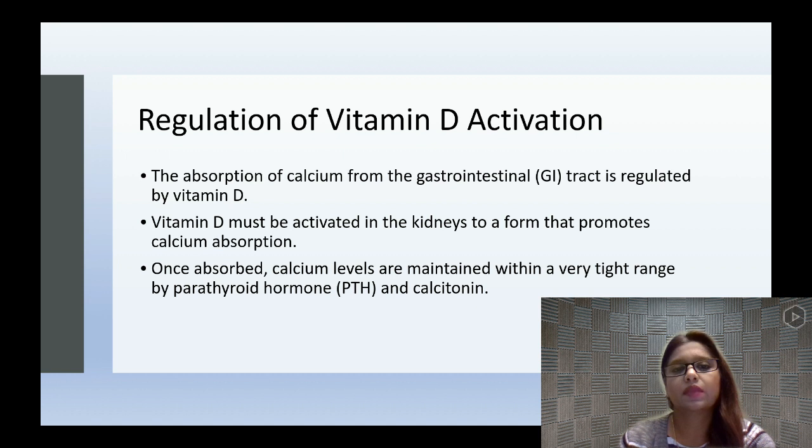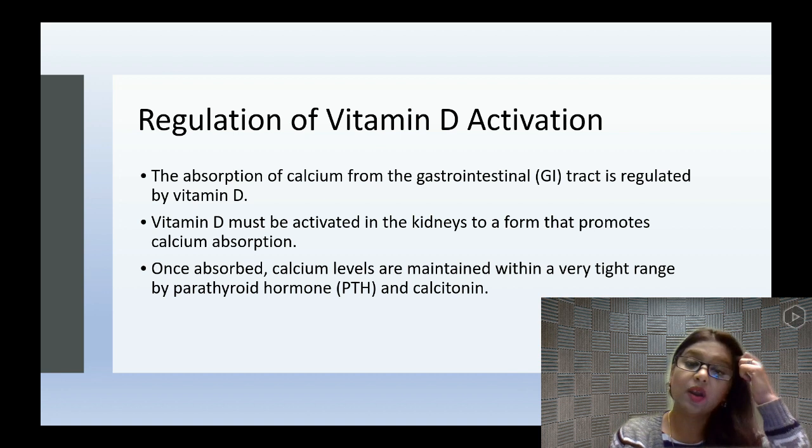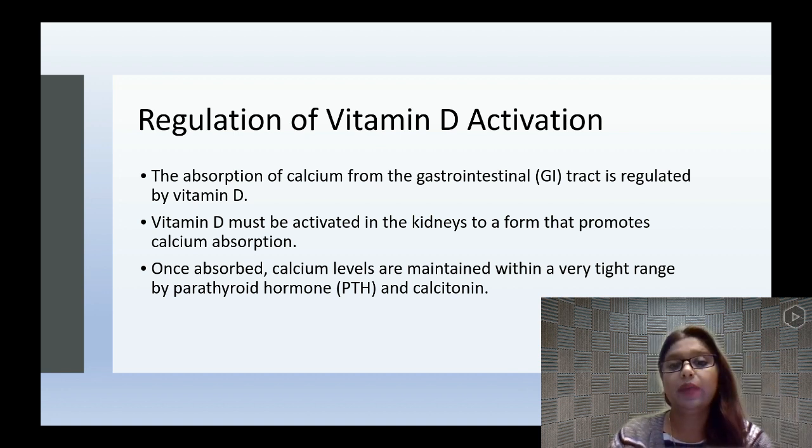Vitamin D activation. Vitamin D must be activated in the kidneys to form the active form that promotes calcium absorption. Once absorbed, calcium levels are maintained within a very tight range by parathyroid hormone and calcitonin. So what does it mean? It means that our calcium levels in our body are maintained in a good balance by a hormone secreted by the parathyroid gland, which sits right in the neck, okay? And those are called parathyroid hormone. The parathyroid secretes parathyroid hormone, and there's another one, calcitonin, which balances vitamin D and calcium levels in our body, okay?